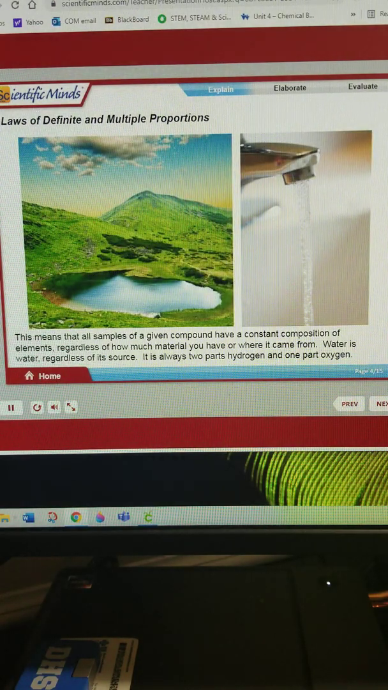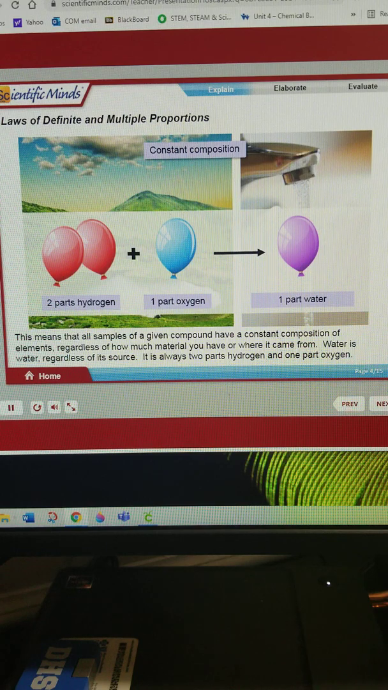This means that all samples of a given compound have a constant composition of elements, regardless of how much material you have or where it came from. Water is water, regardless of its source. It is always 2 parts hydrogen and 1 part oxygen.